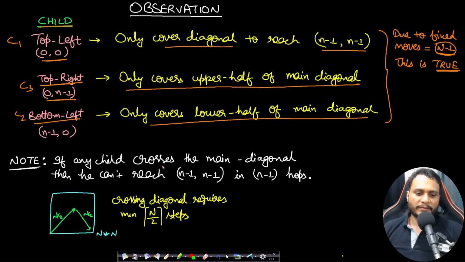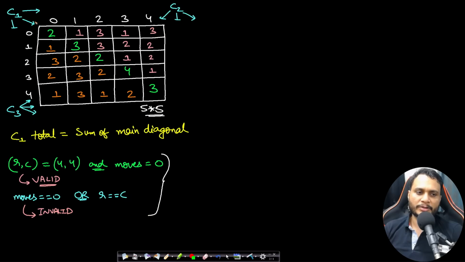You also know that if any child crosses the main diagonal, then he can't reach n minus 1, n minus 1, that means the last cell, in exactly n minus 1 hops. It will take more than n minus 1 hops. Because if you touch the diagonal and come back, then it will take a minimum of n hops to reach the last cell, right? If all these observations are clear, you know how we will be solving it.